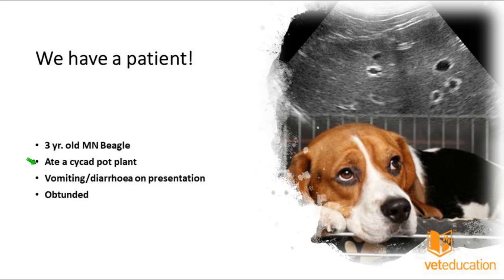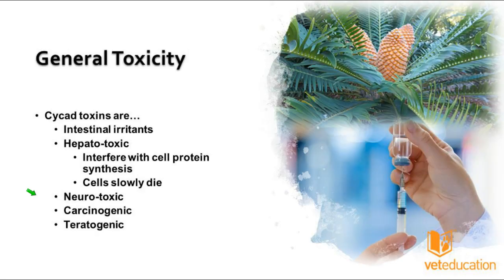He presented to us a few hours after eating with vomiting and diarrhea on presentation. His owners had been out, they came home, the pot plant was destroyed, and the dog was vomiting, with excessive salivation and large amounts of hemorrhagic diarrhea on presentation. He presented to us obtunded. He still had gag and swallow responses, but he was severely dehydrated. He was in shock on presentation, and he was mentally dull and depressed as well.